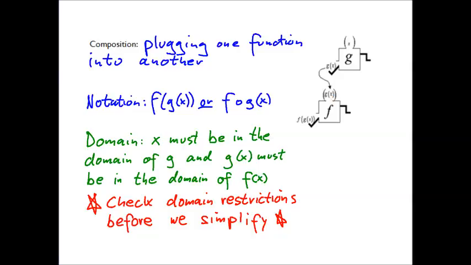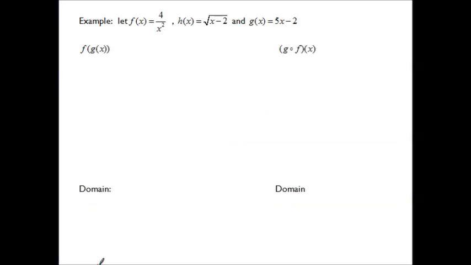All right, then let's look at some examples. Here we have three functions that we are going to create compositions of in different ways. I'm going to use different colors. My f of x is going to be in pink. My h of x is going to be green. And g of x is going to be orange.